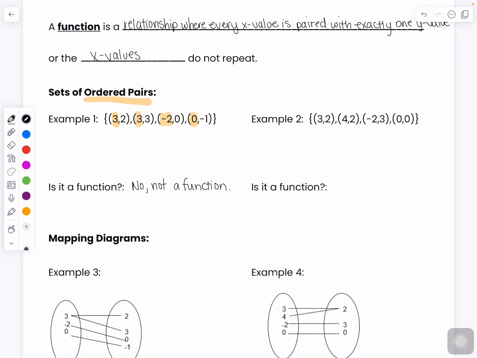Let's look at example 2. Our x values are 3, 4, negative 2, and 0. Notice every x is unique and paired with only one y value. So in example 2, we can say yes, it is a function.